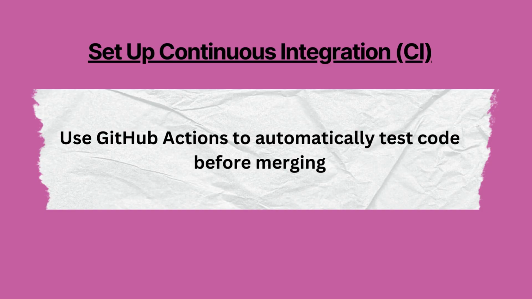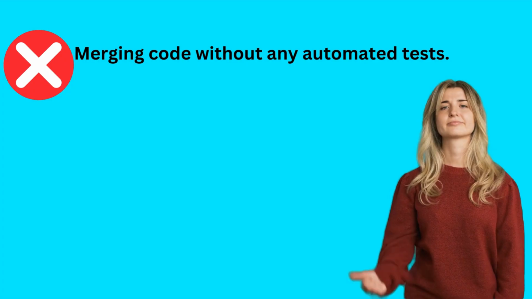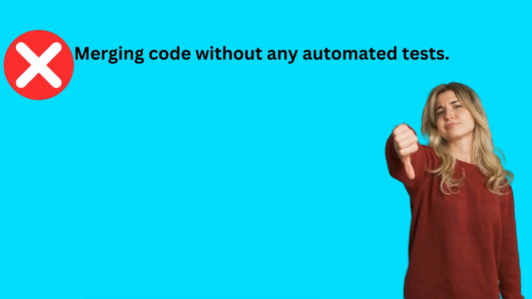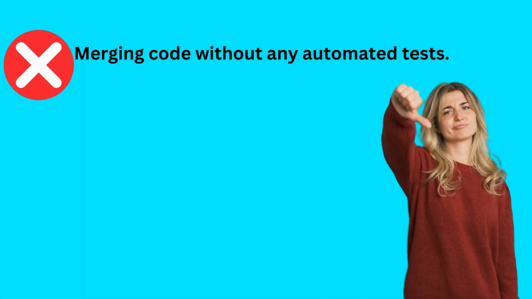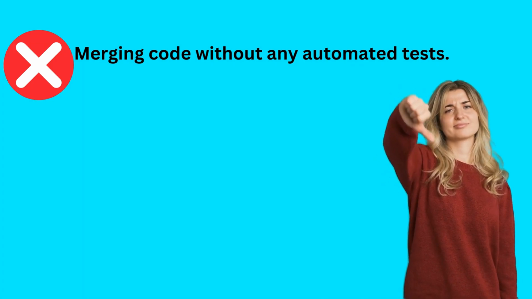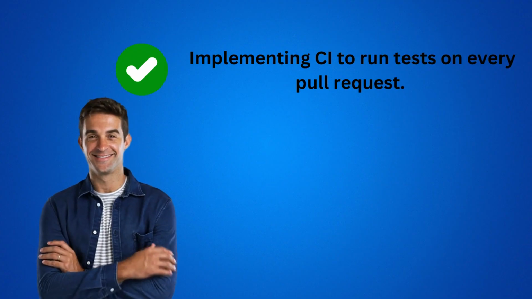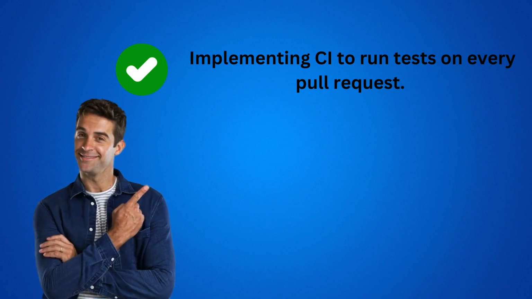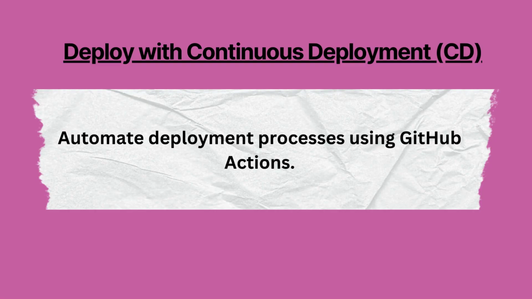Set up continuous integration. Set up continuous integration using GitHub Actions to automatically run tests every time you submit a pull request. It is a proactive step that ensures that your code works as expected, reduces the chances of bugs, and helps maintain a stable and reliable code base.